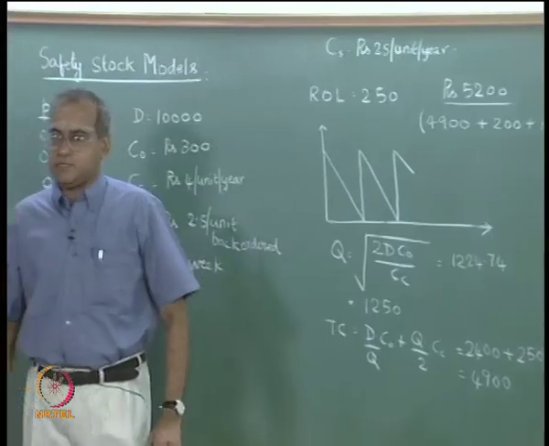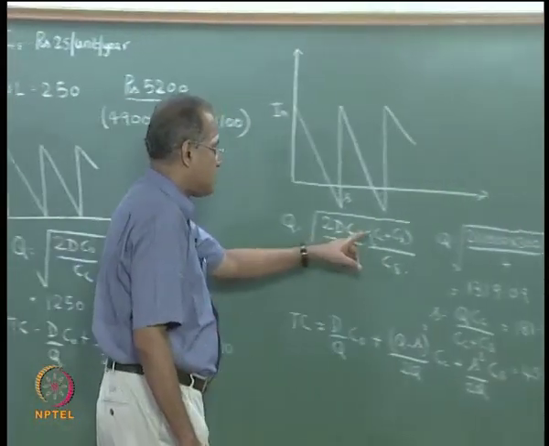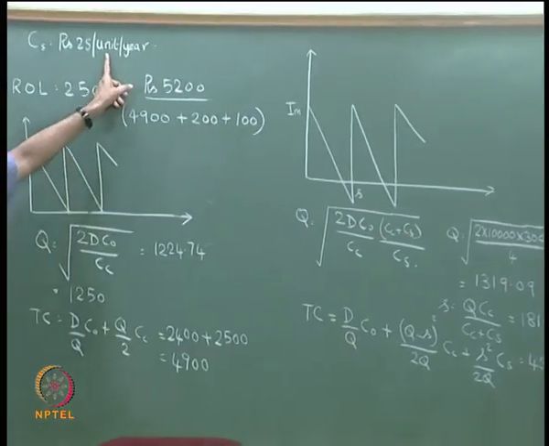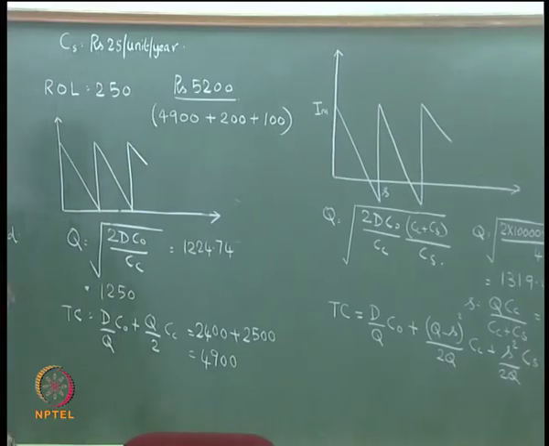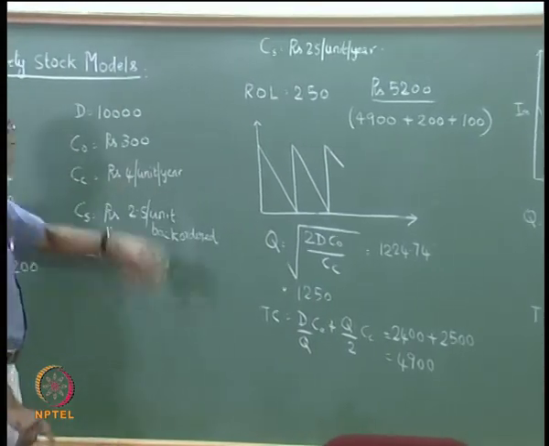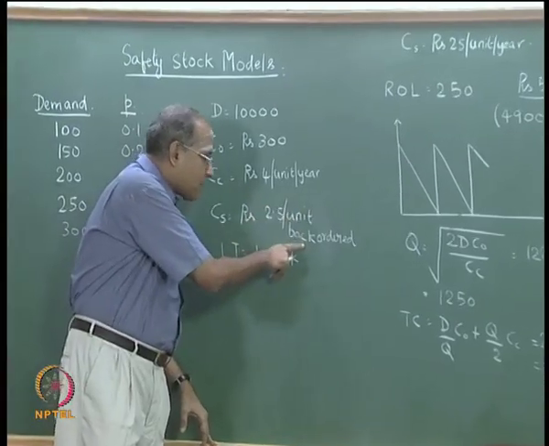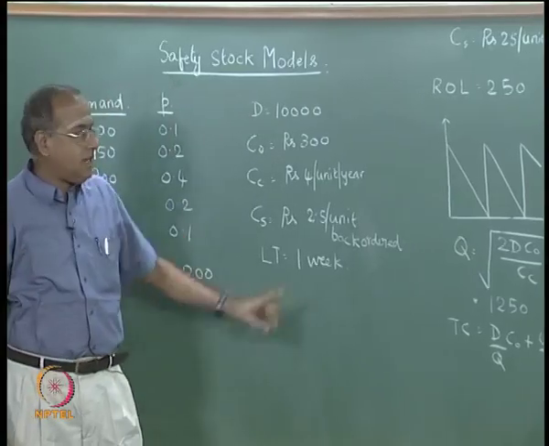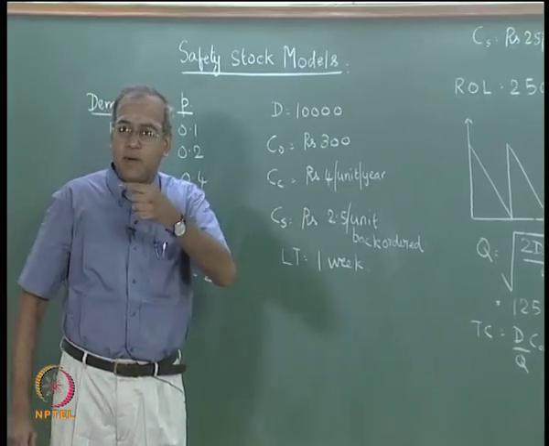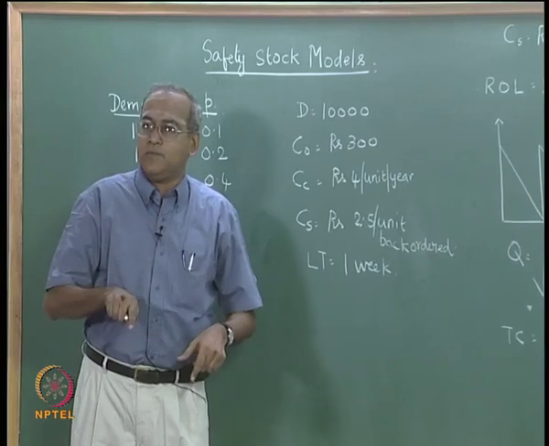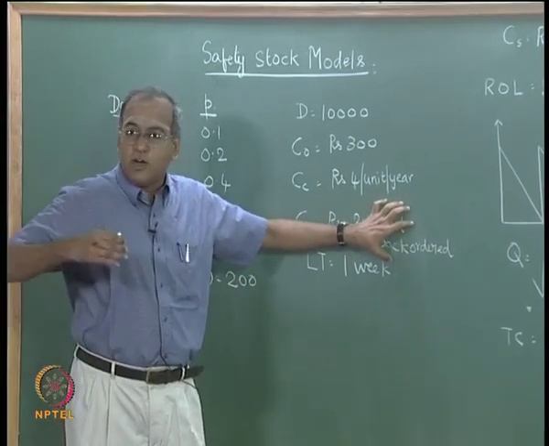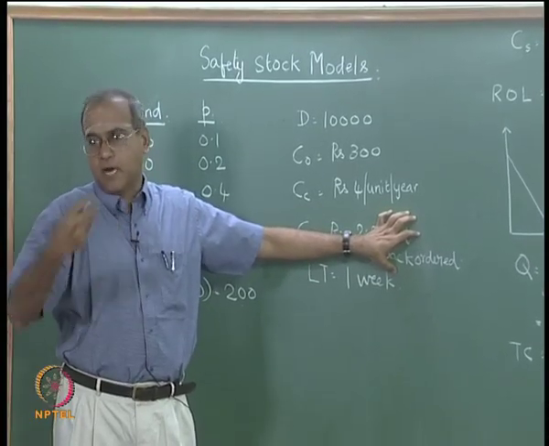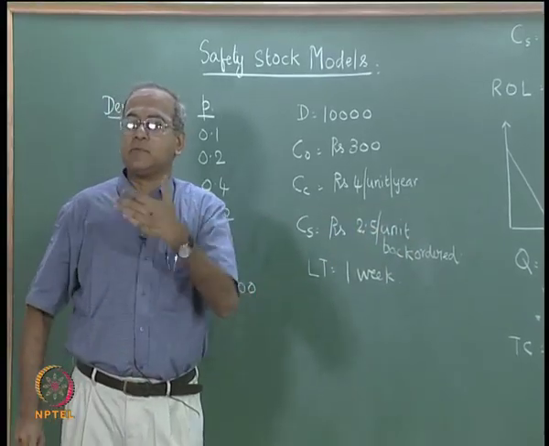Second difference of course is, even though we use the same notation Cs, here Cs is defined as rupees per unit per year, whereas the Cs that we used when we did those calculations was rupees per unit back ordered. This is not per year, this is per unit back ordered, and therefore when we worked this out we multiplied this by another D by Q, because this would be for a cycle, expected shortage in a cycle, into the shortage or back order cost, and then the number of cycles per year.